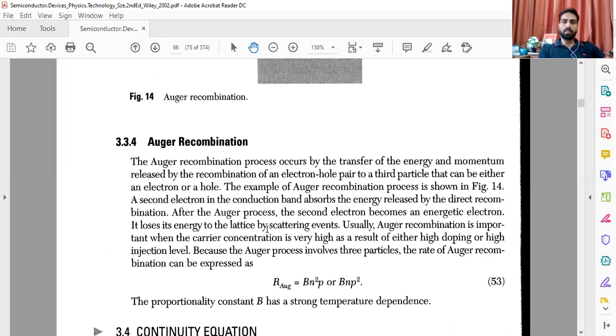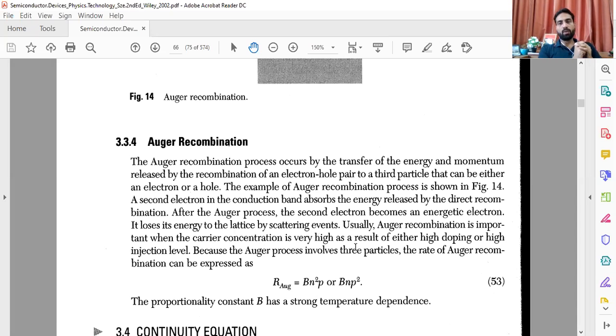After this Auger process, the second electron becomes an energetic electron, obviously, because it is getting energy from some action. Electron-hole pairs are recombining, energy is released, and someone utilizes that energy. After this Auger process, the second electron becomes an energetic electron. It loses its energy to the lattice by scattering events. It is energetic basically because it has received energy.